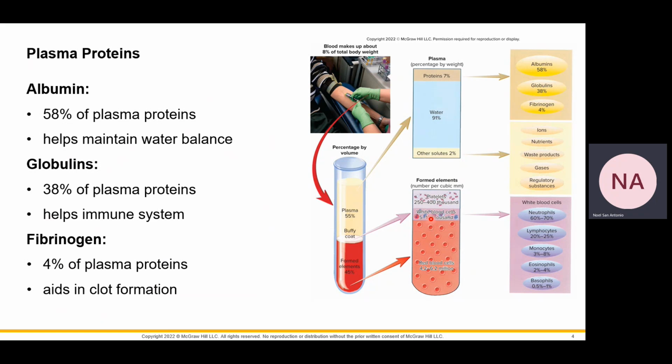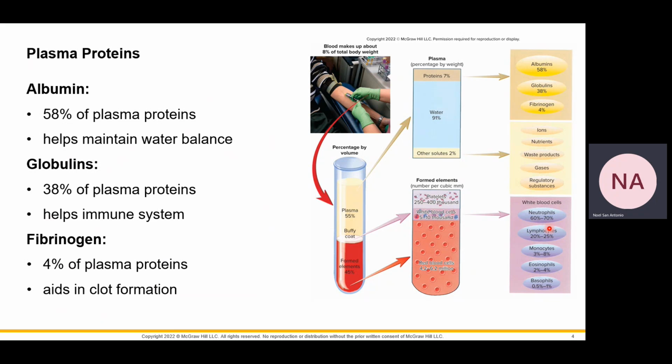Now, as you can see, we have 5 types of white blood cells. That is why in a complete blood count, those white blood cells are also counted in terms of their percentage of the total white blood cell count. And as you can see, by percentage, the most numerous is your neutrophils.